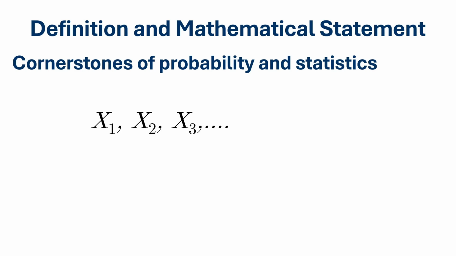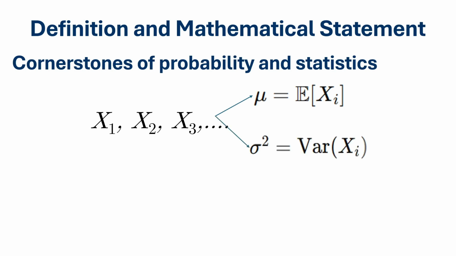Suppose we have X1, X2, X3, and so on. This is a sequence of independent and identically distributed random variables with mean mu equal to the expectation of X, and also a finite variance sigma squared. The mean that we've just referred to is the true mean.